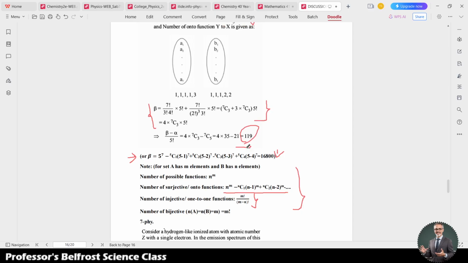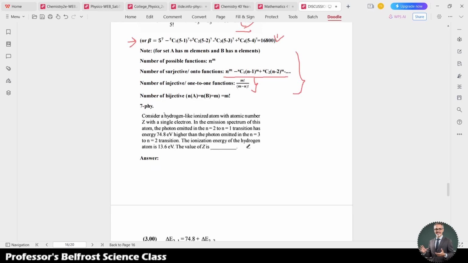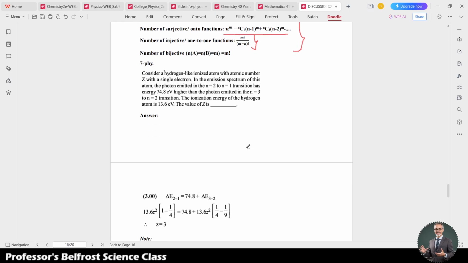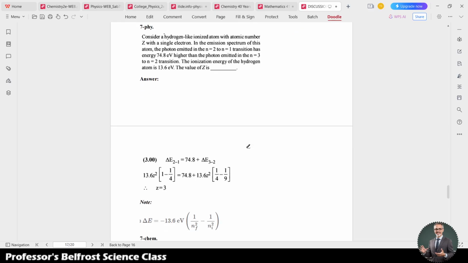Okay, now the second question, physics. Consider a hydrogen-like ionized atom with atomic number Z with a single electron, and the emission spectrum of this atom. The photon emitted in the n equals 2 to n equals 1 transition has energy 74.8 electron volts higher than the photon emitted in the n equals 3 to n equals 2 transition. The ionization energy of the hydrogen atom is 13.6 electron volts, and the value of Z is.